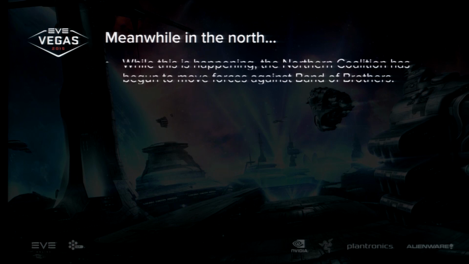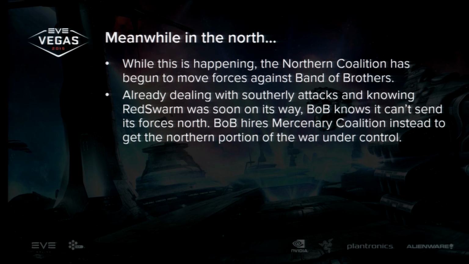And while this is happening, the Northern Coalition that we talked about earlier has begun to move forces against Band of Brothers, because they realize this is their moment to attack. Band of Brothers is already dealing with its own attacks, and it can't afford to split its forces in 3 different directions. And so it hires a mercenary outfit that it's pretty closely allied with, called Mercenary Coalition, to head north and get control of the northern portion of this war.